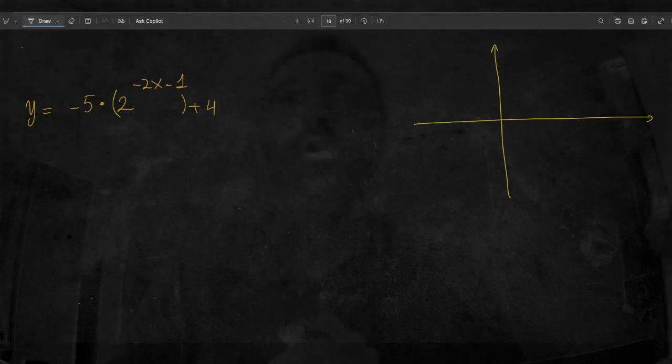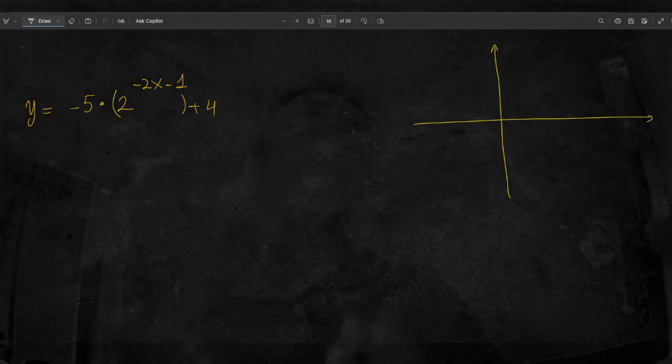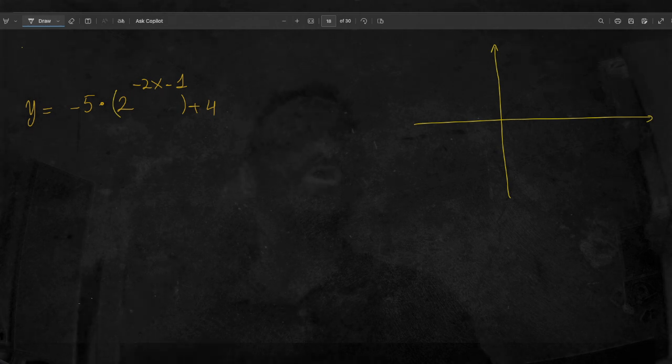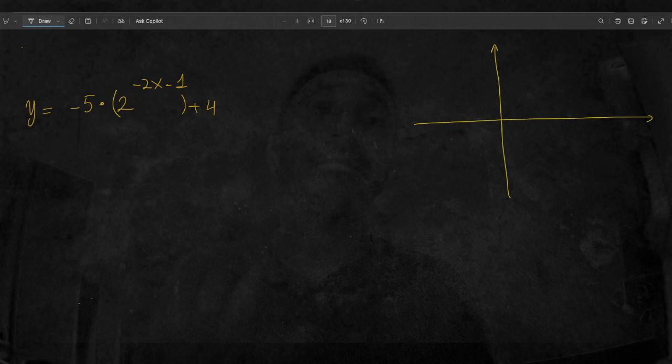Okay, guys, here you have two questions. We have two exponential functions, and we're going to practice how to sketch them. Remember, I suppose that for doing this question, you at least have some ideas about what an exponential function is. So what is the general form of an exponential function? If you don't have it, you should practice it before and then watch this video.